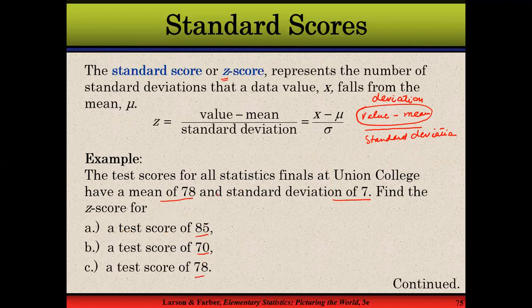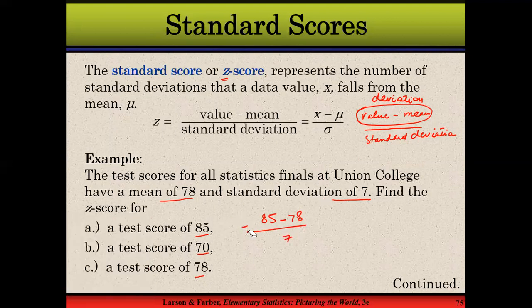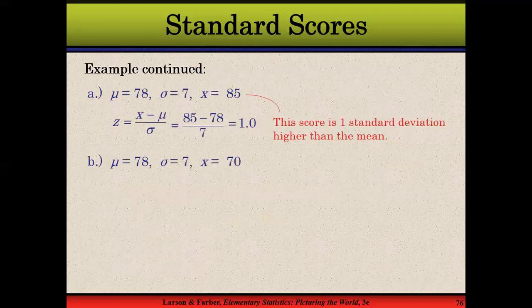For example, how can we convert 85 into a Z score? Z is equal to 85, which is the value, minus the mean, which is 78, and we're going to divide it by the standard deviation, and we will get the Z score. So this is the procedure. We're going to apply this to all the values. Let's see what the results are. First, when we deduct 78 from 85 and divide by 7, we get 1.0.